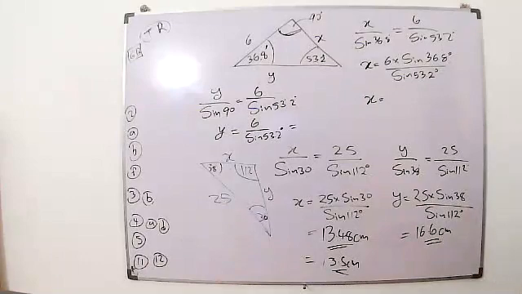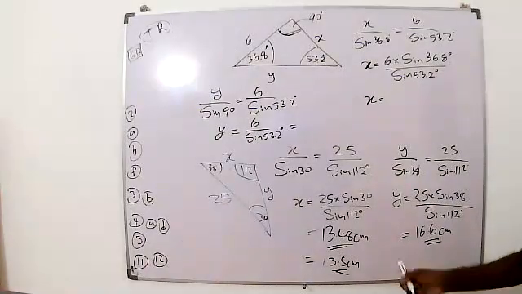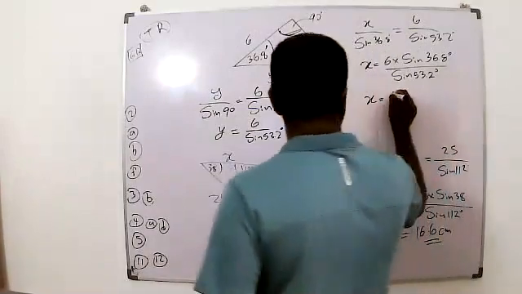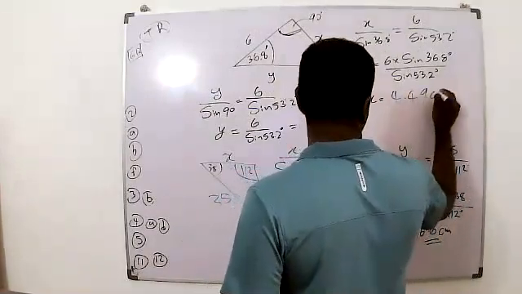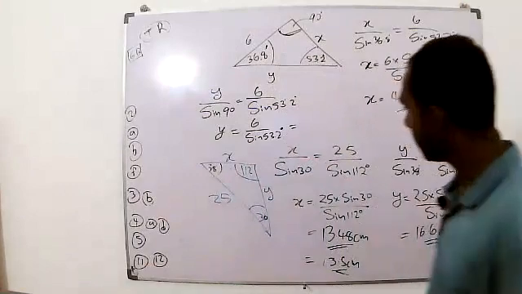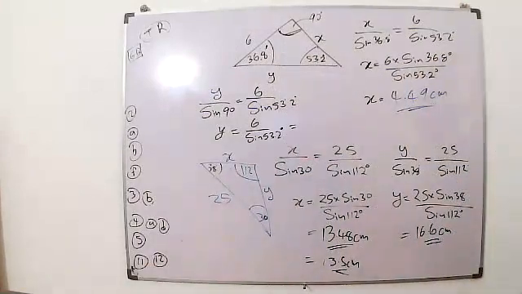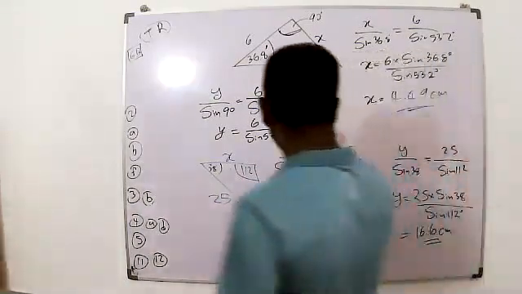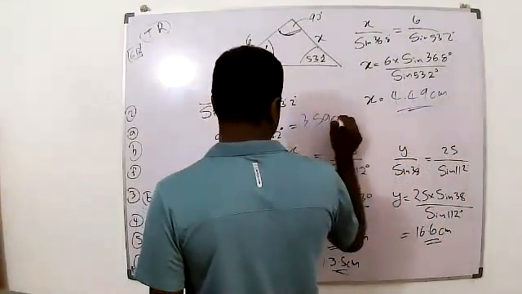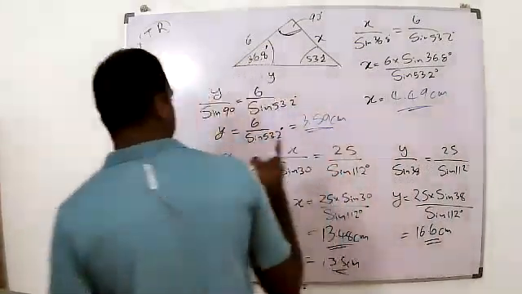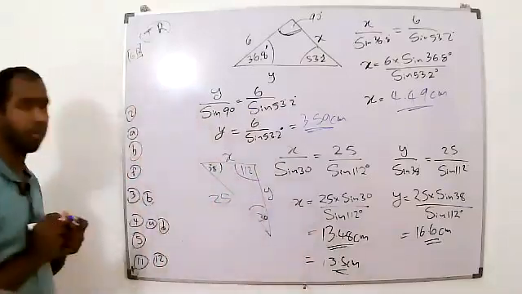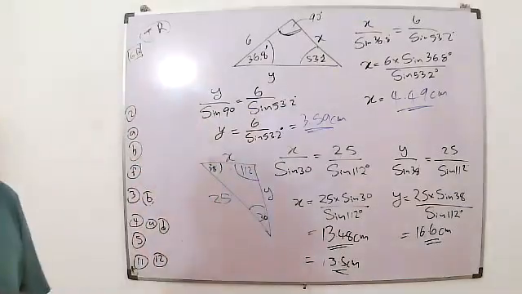4.48. So you can write 4.49 for three significant figures. 4.49 centimeters. And 3.59 centimeters. If you round off, you can write 3.6 centimeters also.